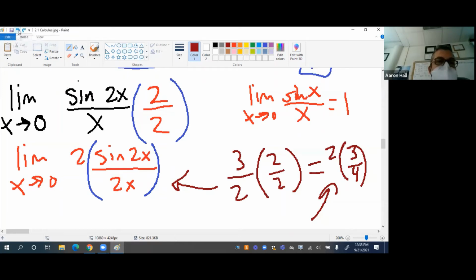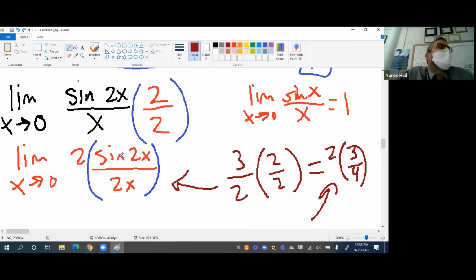I'm trying to think of it. Is this allowed or not? Yes, it is allowed. I didn't do anything wrong. No, I'm looking at it. We have a 3 times 2 over 2, right? Let's say x equals 2, so we have 3 halves. Then we multiply that by 2 over 2, like we did there. Now let's just do this right here, so we have 6 over 4.